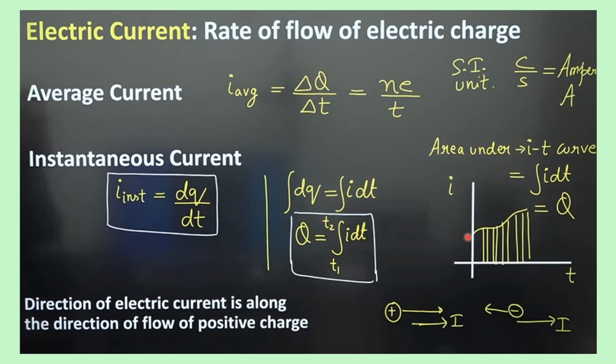In this type of graph, the area represents the amount of charge that flows in a particular interval of time. Then the direction of electric current is along the direction of flow of positive charge. Normally the direction of current we consider as the direction of flow of positive charge. Here the direction of current is always opposite to the direction of flow of electrons.